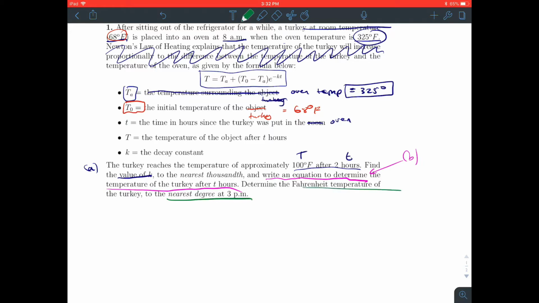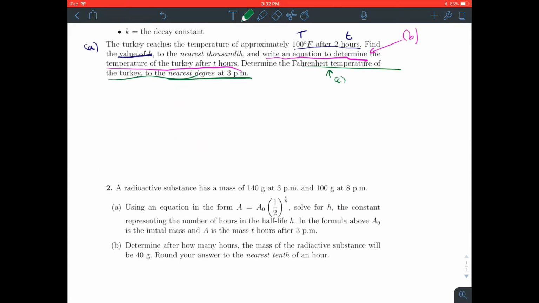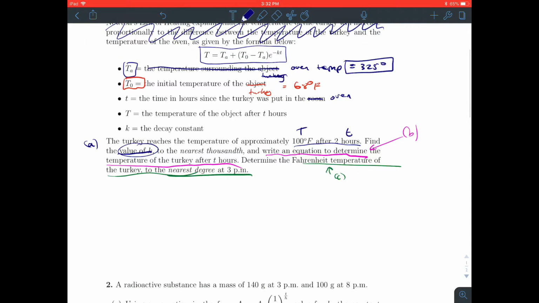Finally, determine the Fahrenheit temperature of the turkey at 3 p.m. So this is part C. So let's take a look at part A. Part A says we're trying to find the value of k. So let's go to our formula.